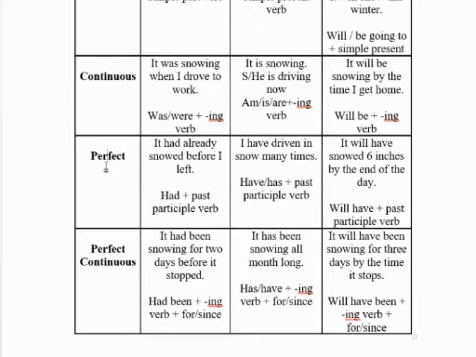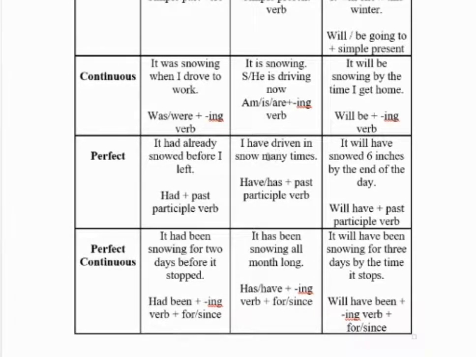We move to the perfect, the past perfect. It had already snowed before I left. The rule I used to have: had, always had, because it is in the past, plus past participle verb. The past participle also depends on the verb, if it's regular or irregular. For the verb snow, it's the same as in the past. You use ed.